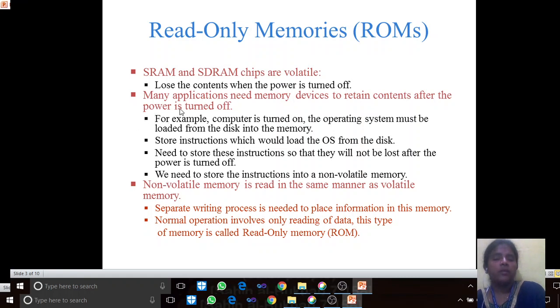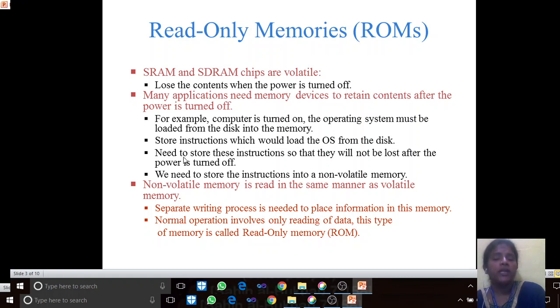When power is turned on, for example, when the computer is turned on, the operating system must be loaded from the disk into the memory. The loading of system software like the OS from the secondary memory to the main memory is done by running the bootstrap program. This is the very first program executed by the computer in order to recognize the different peripherals of a computer. It stores information which would load the OS from the disk.